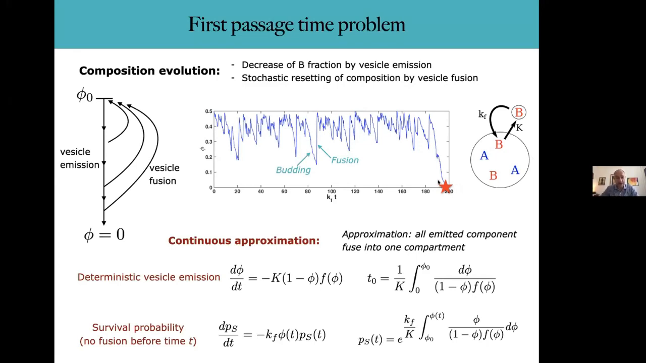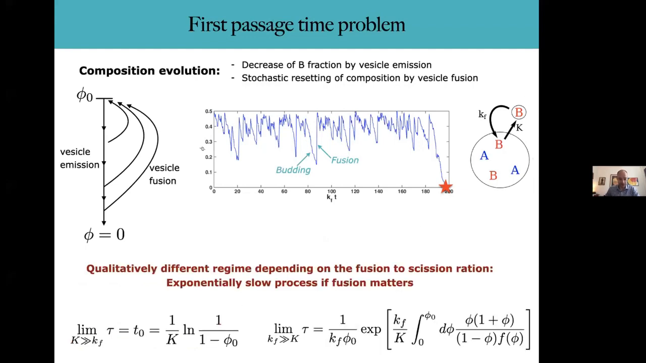I will not get into the details of the mathematics because I'm taking a lot of time speaking. But basically, what you can see is that there are two different kinds of limits. One limit is when fusion is very slow. In this case, the time you need to completely expel all the B's is basically the budding time, because sorting occurs through budding. So if the budding is much faster than fusion, the time you need to completely sort the system is proportional to the inverse of the budding rate.